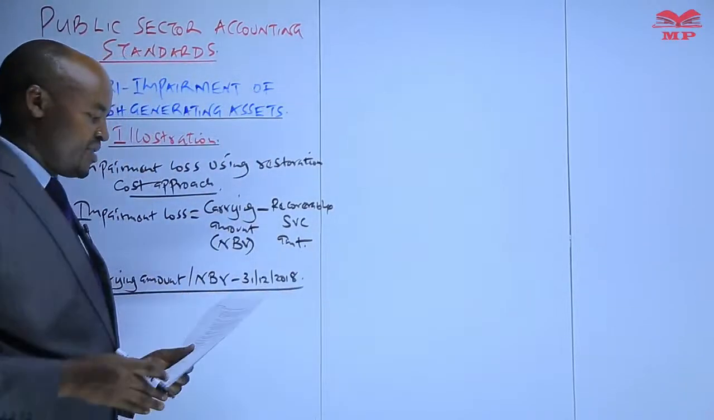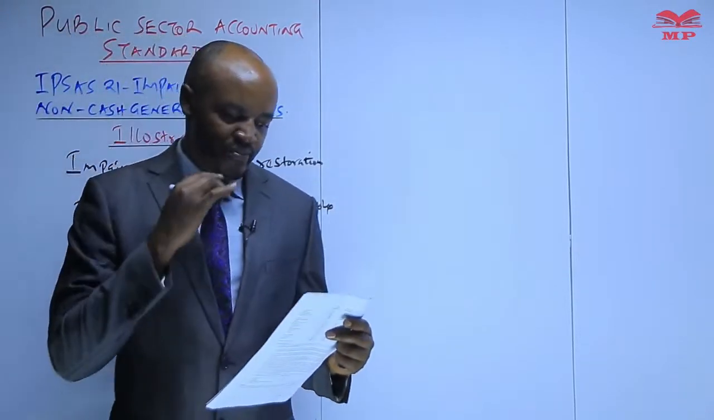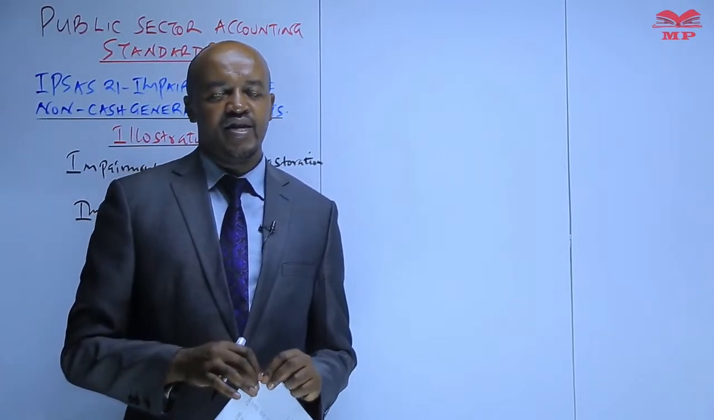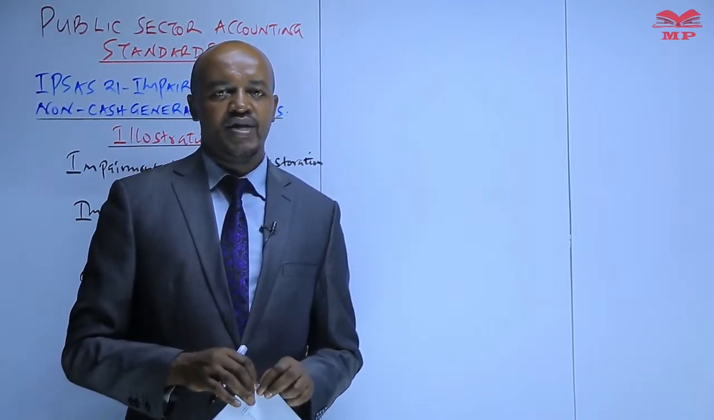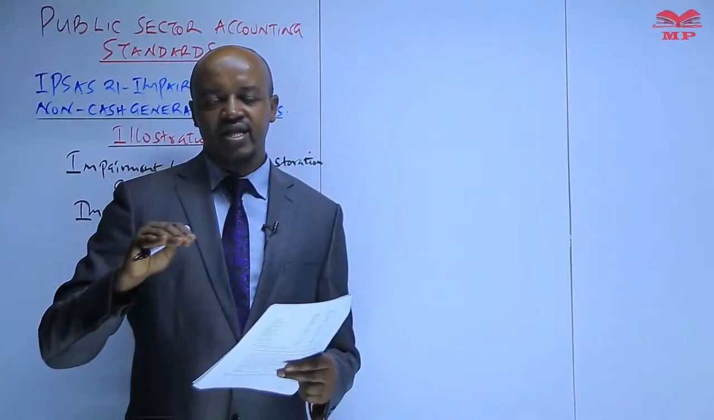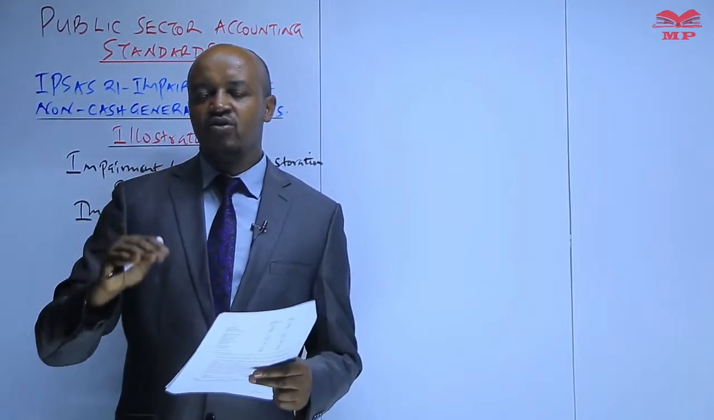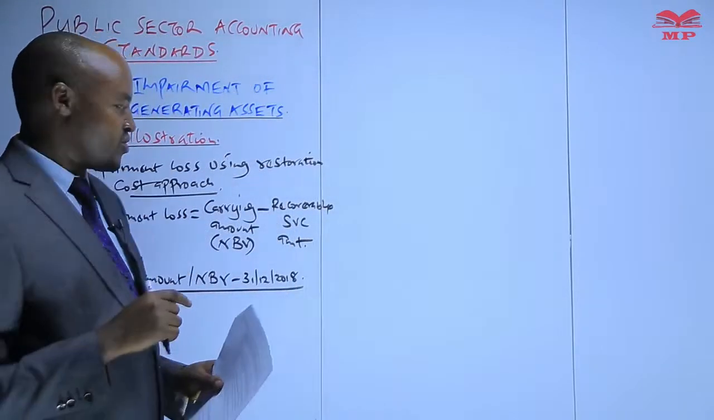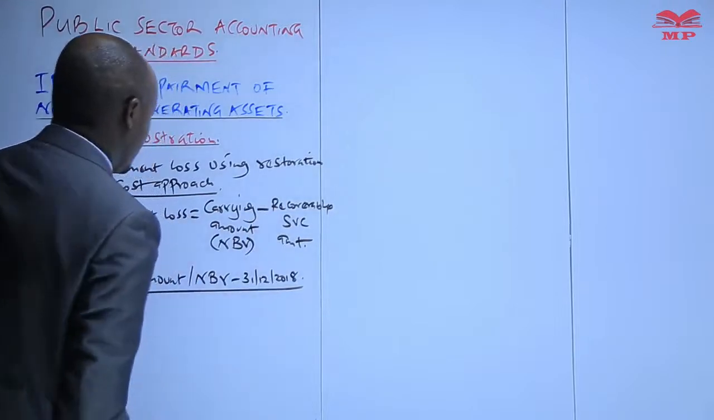because what we said in our previous session is that impairment review is undertaken whenever there is a factor or indicator showing that the asset could be impaired. And what we are told is that on 31st of December 2018, this market, which was constructed by the government, which is a non-cash generating asset, was damaged by fire. So that is a factor which indicates that this market could be impaired, and therefore the impairment review must be carried out on that date. So we need to have the two values on that date.